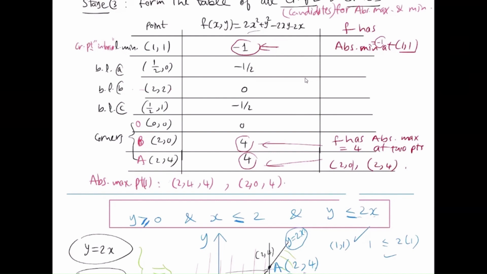And what is the smallest value of this table? The smallest function value in this table is -1, which occurs at 1, 1. So the absolute minimum point occurs at 1, 1. The absolute minimum value of the function is -1. So the absolute minimum point is 1, 1, and the Z value is -1. This is the end.